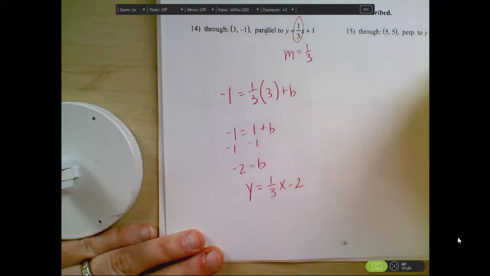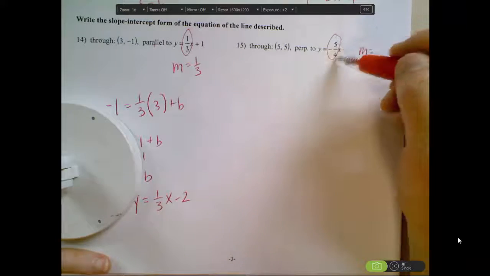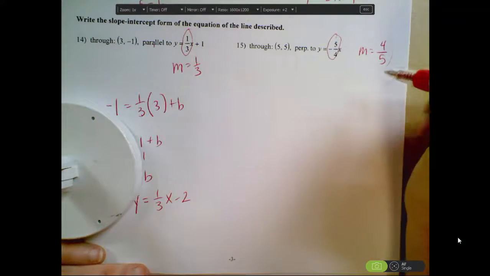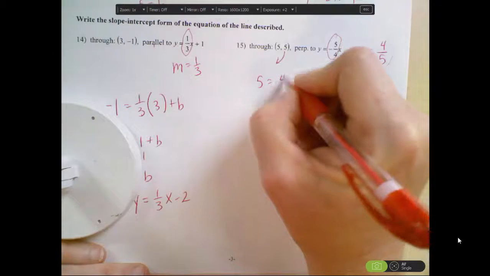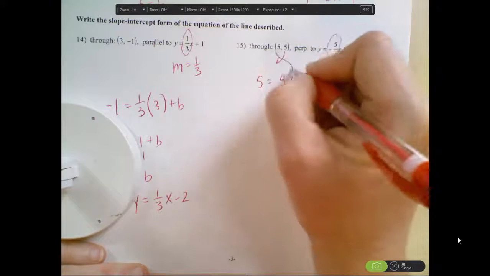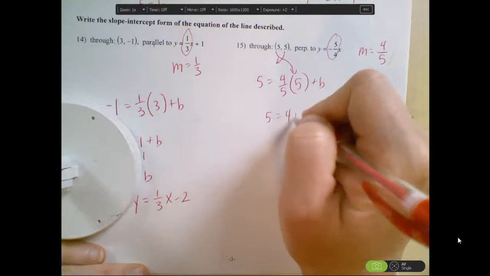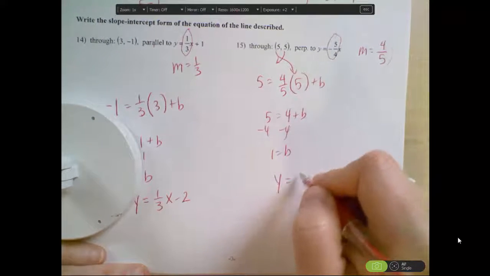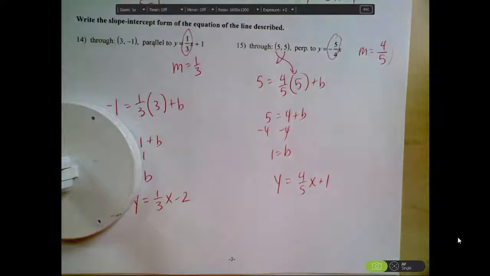Perpendicular lines have opposite reciprocal slopes. So in order to be perpendicular to this line, I need to take this slope and flip it over and change the sign. So my new slope is now 4/5. So I'm going to put in 5 for y, 4/5 for m, 5 for x, plus b. Minus 4, b is 1, y equals 4/5 x plus 1. Stop there and make sure this works.